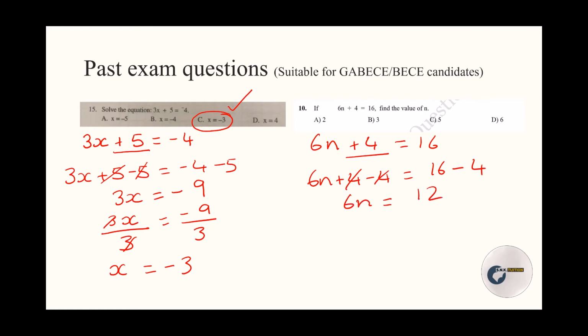Now I know I want to get n by itself. It can be simplified further. So 6n means the same as 6 multiplied by n. So I will do the opposite, which is division. So I'm going to divide by 6 now on both sides. This cancels and leaves n by itself, and this makes 2. So here you would circle A, and if you circled A, you got that question correct.